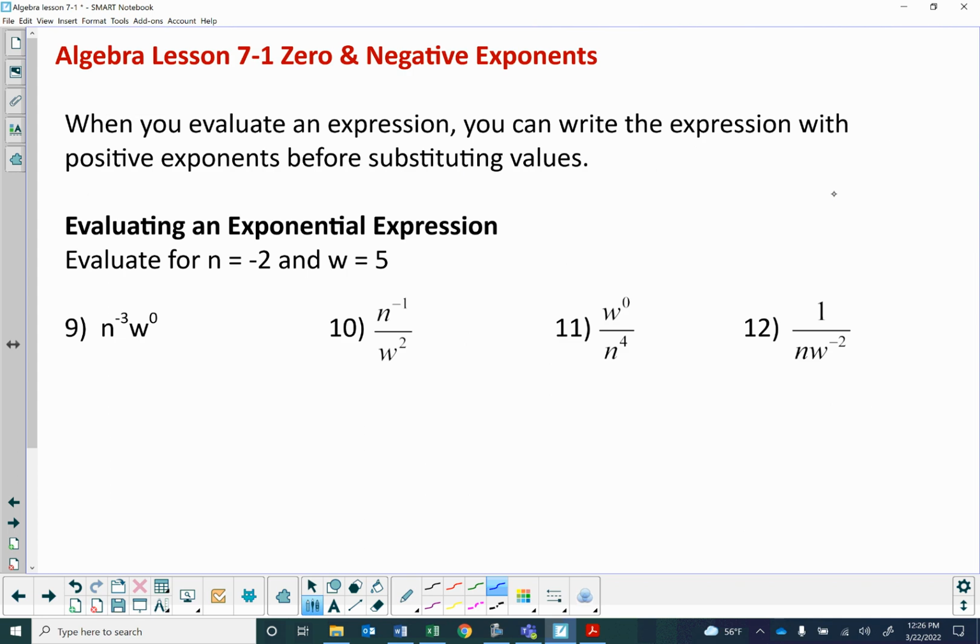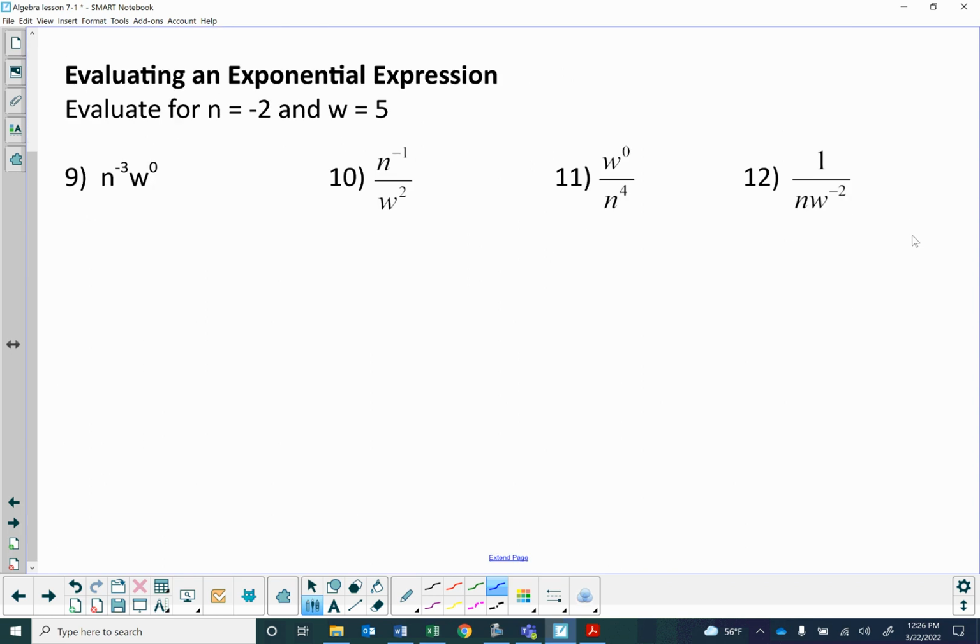All right. Now, when you evaluate an expression, you can write the expression with positive exponents before you substitute in values. I find it to be much easier to do that way rather than plugging in all the values and then trying to move all the numbers, because then we get lots and lots of numbers. So in all these 4 examples, I'm going to make all the exponents positive before I put in n equal -2 and w equaling 5.